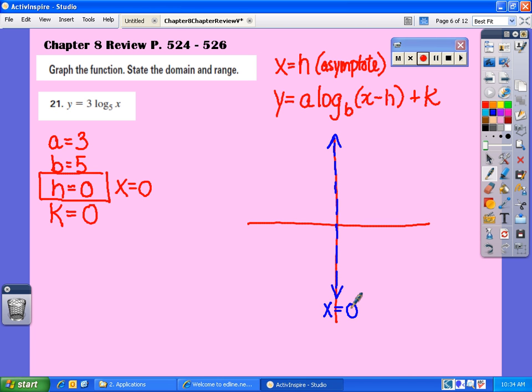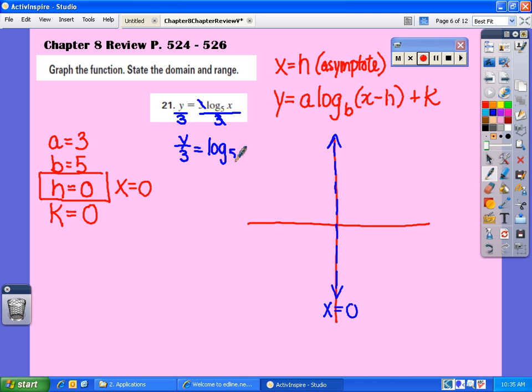All right, now we're going to need some data values. Where it comes in handy is to turn this into an exponential function, because it's so much easier to plug in values in an exponential function. So in order to do this, I'm going to move this equation over here a bit and work with it. What we need to do first is get the log by itself. So we first have to divide both sides by 3. And we get y over 3 equals log base 5 of x.